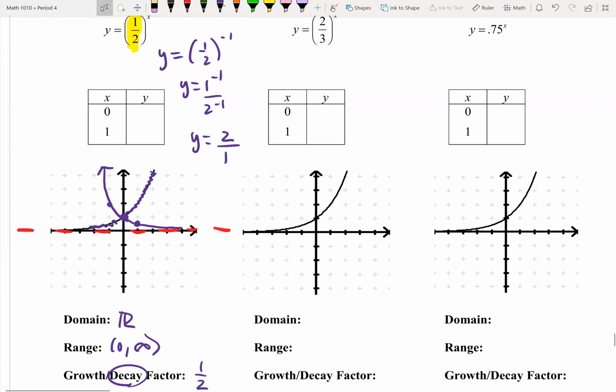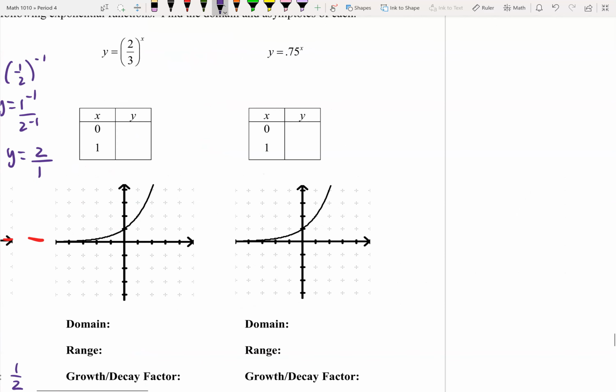Okay, now the table is silly. It's okay, let's fill it in. 1/2 to the 0 is a 1, 1/2 to the first is 1/2, done. Okay, let's do the next one.